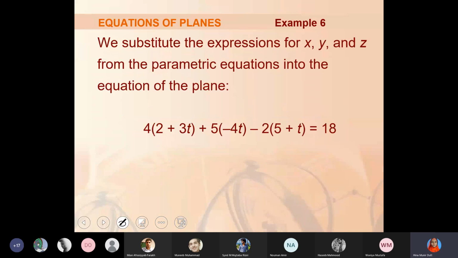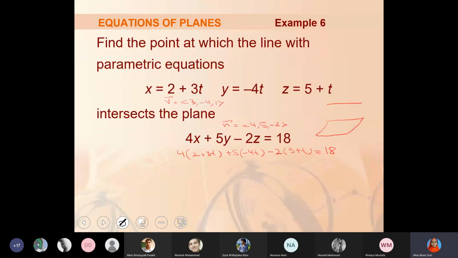So if the line does not intersect the plane, it means the line is parallel to this plane and is not crossing the plane. So what will be the situation then?